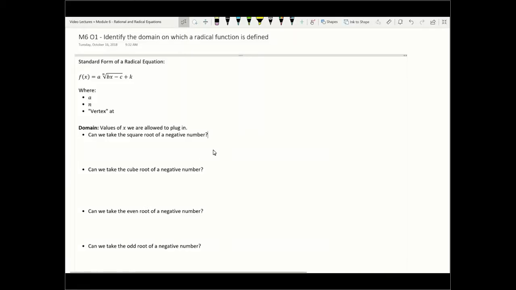In this video, we're going to look at how we can identify the domain of a radical function. So we'll start with defining a radical function and looking at what this looks like in general. So we have it written down right here. This looks a little messy because it is in standard form.